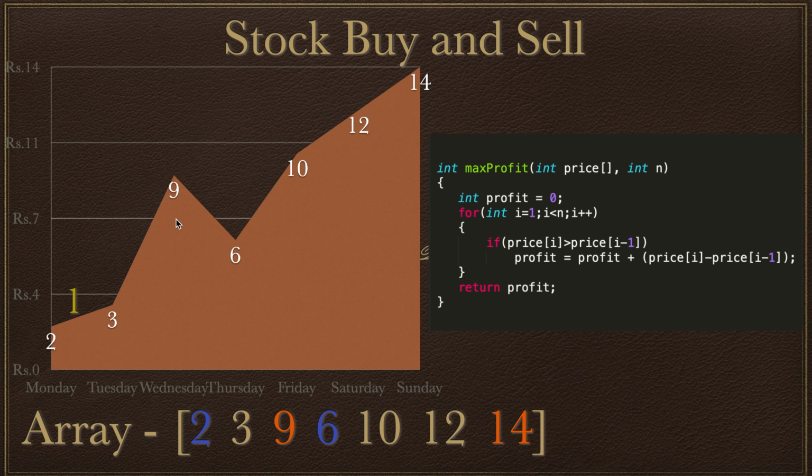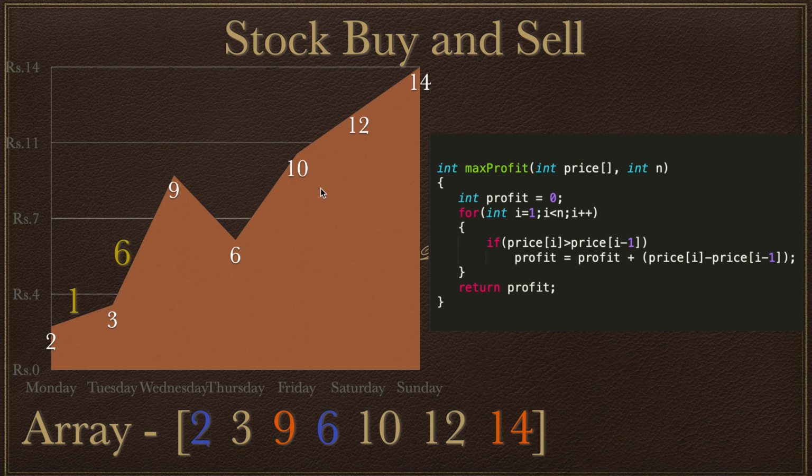Now again, when my i is equal to 2, my price of i is again greater than the price of i minus 1. So my profit will be 9 minus 3, that is 6 here. Now when I am pointing at the element 6, you can see that this price of i is not greater than the price of i minus 1, that is 6 is not greater than 9. So it will not go in the if condition and will do nothing here. 6 and 1 are already added.